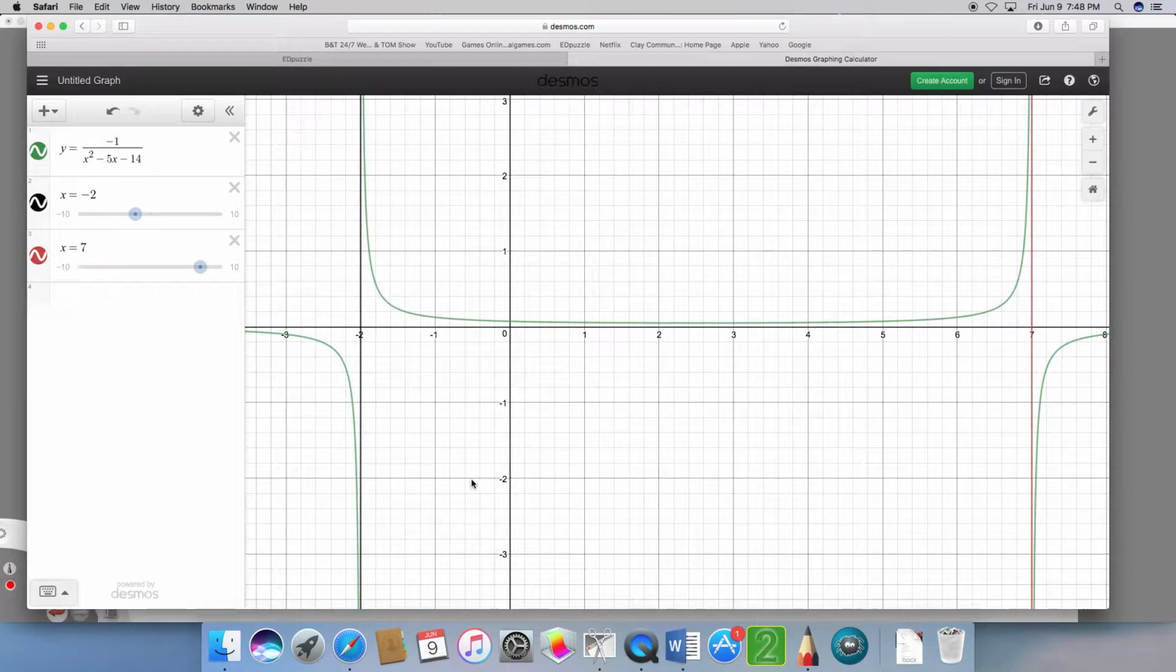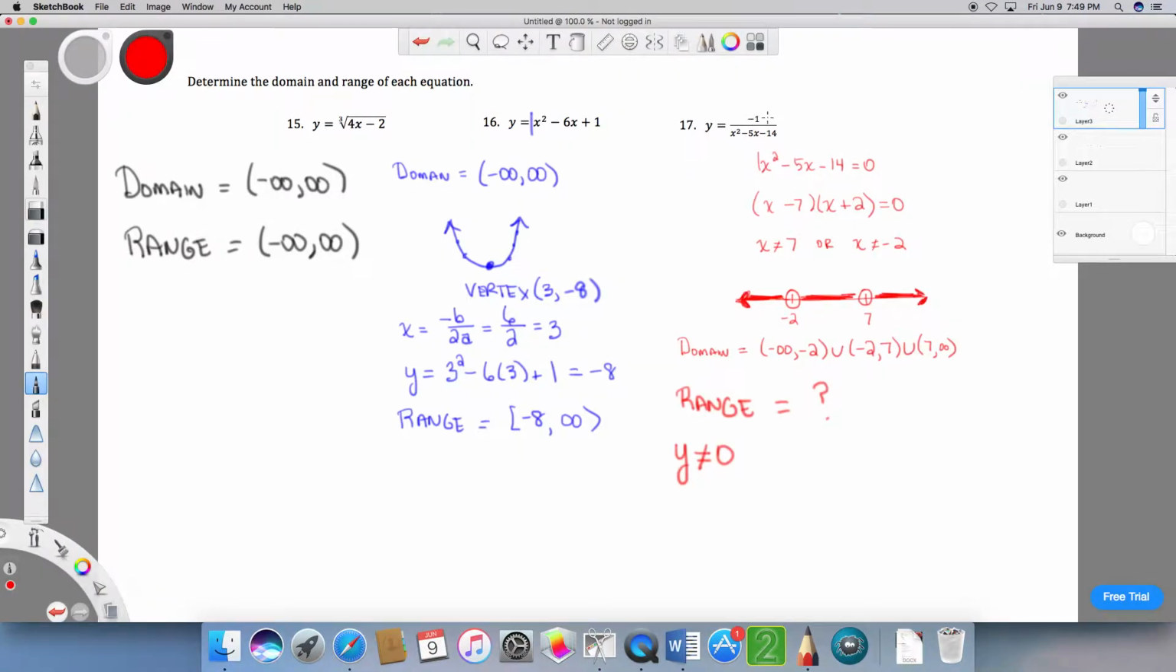So what do we notice about the range? Well, from below, we can see that it is going straight down, that it's going towards negative infinity. As I come up, I already knew that since the numerator could never be 0, it's always constant, that 0 was not in my range. So that bottom portion of the graph is telling me that my range is from negative infinity up to 0.